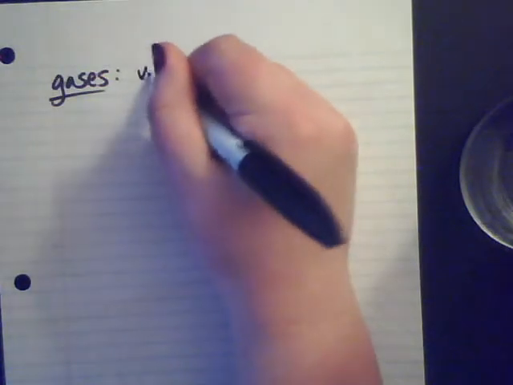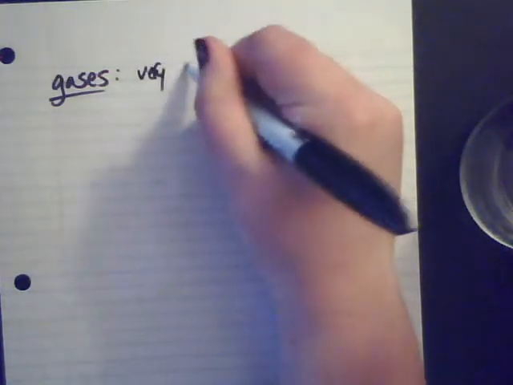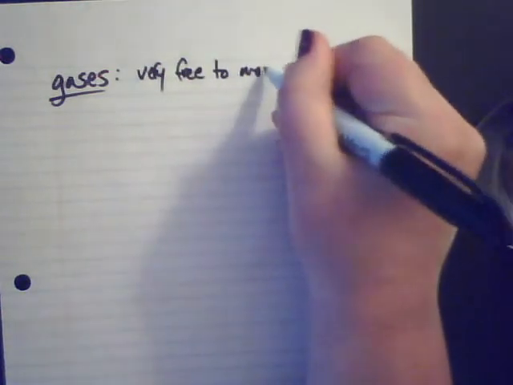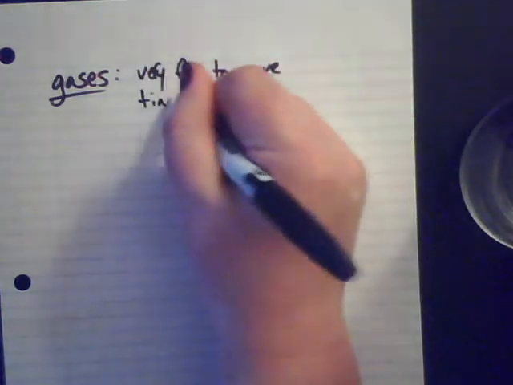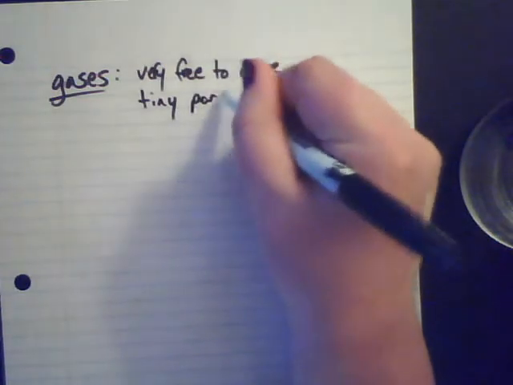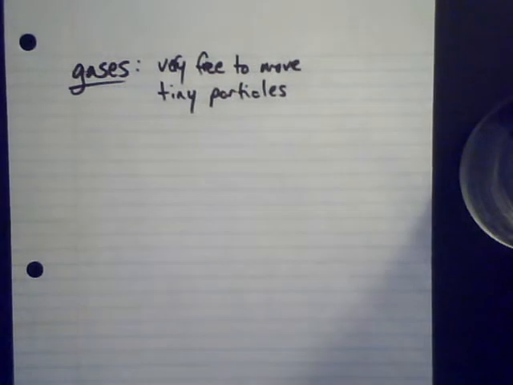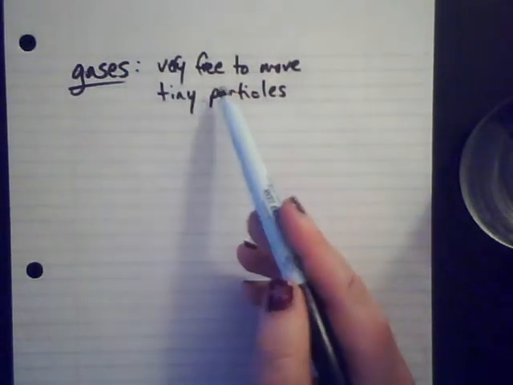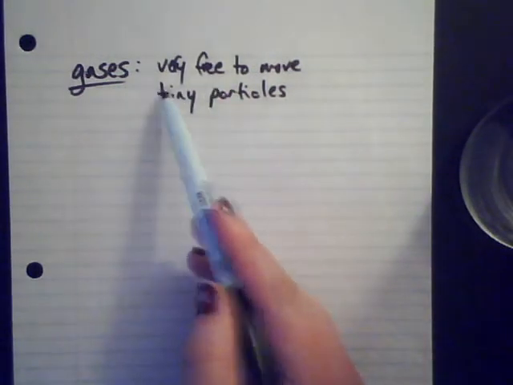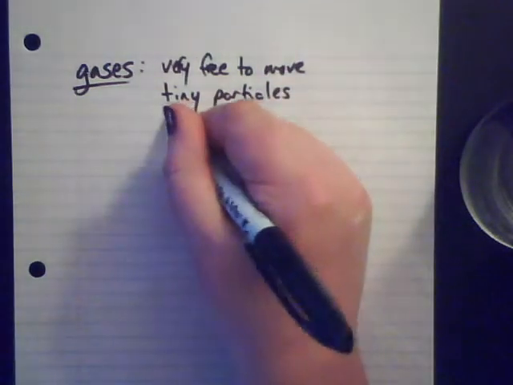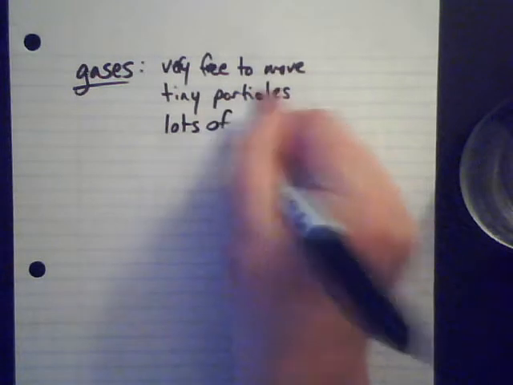So gases have much more freedom to move around. So they're very free to move. The particles are very tiny. So no matter what gas it is, it has pretty small particles, so that's very free. Sorry, that's kind of a mess. Very free to move around and very tiny particles. There's also then, because of this, lots of space between them.